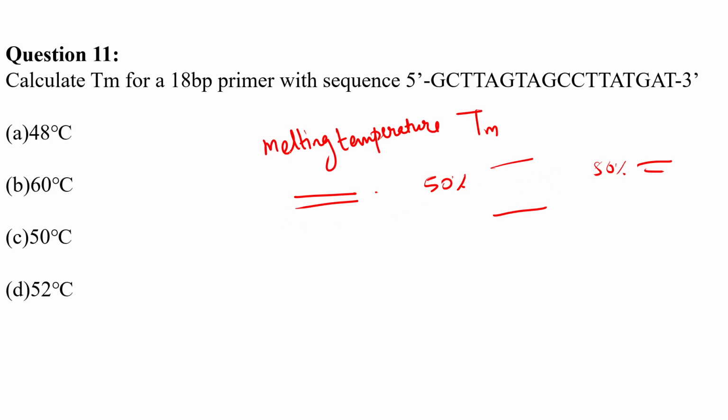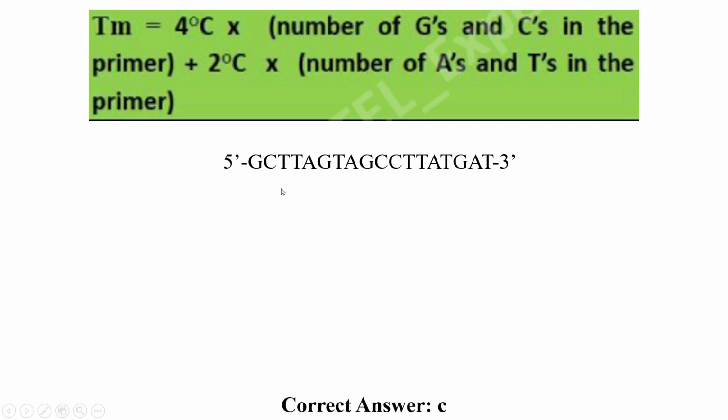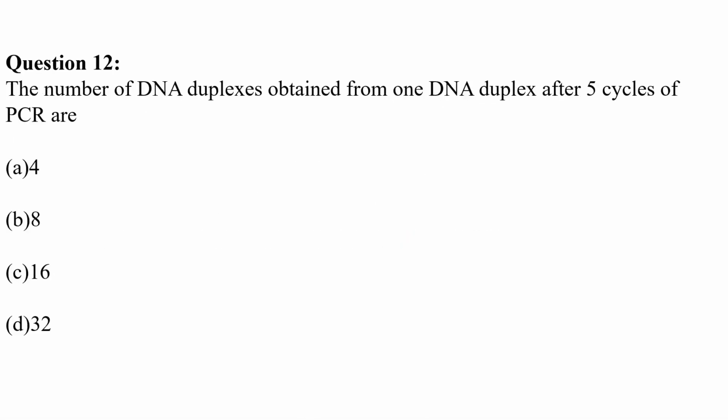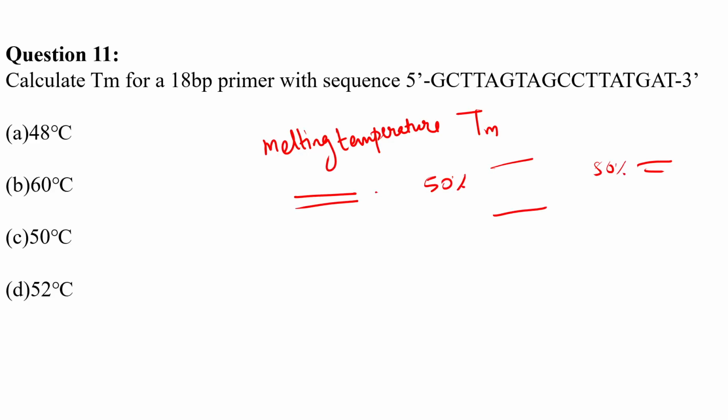I told you that when we increase the temperature, the double stranded DNA starts separating into single strands. When you are increasing the temperature, gradually this double strand will start separating into single strand, and there will be a particular temperature at which 50% of the strands will be in single stranded form and 50% of the DNA will be in double stranded form. Okay, so that is the melting temperature.